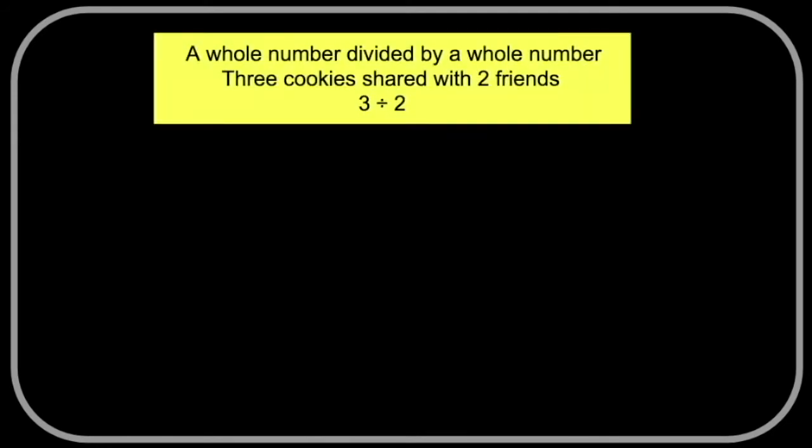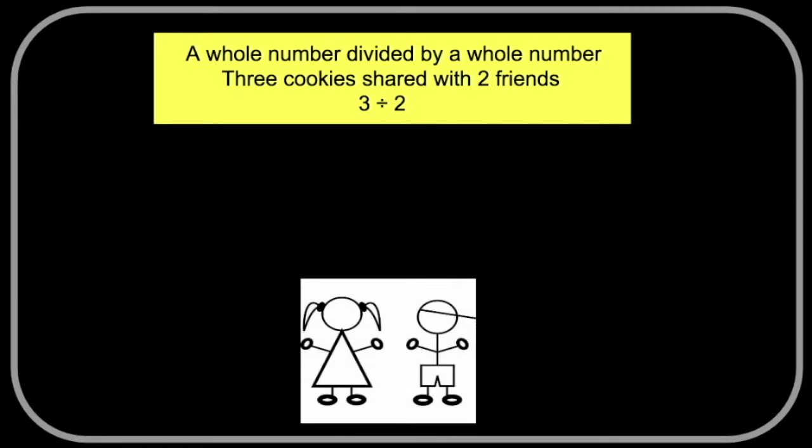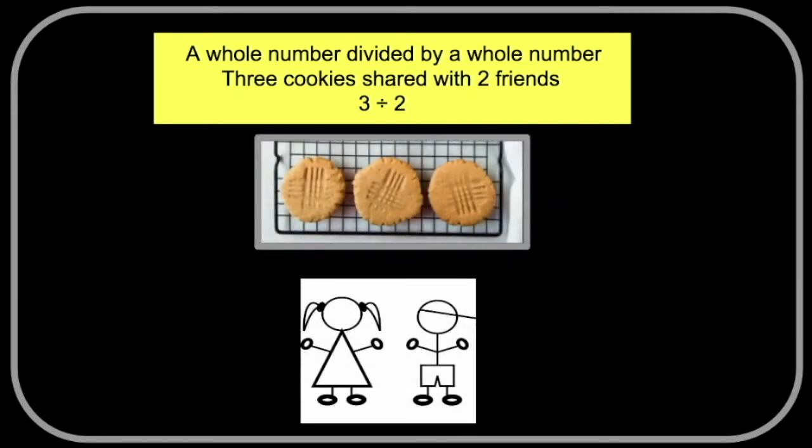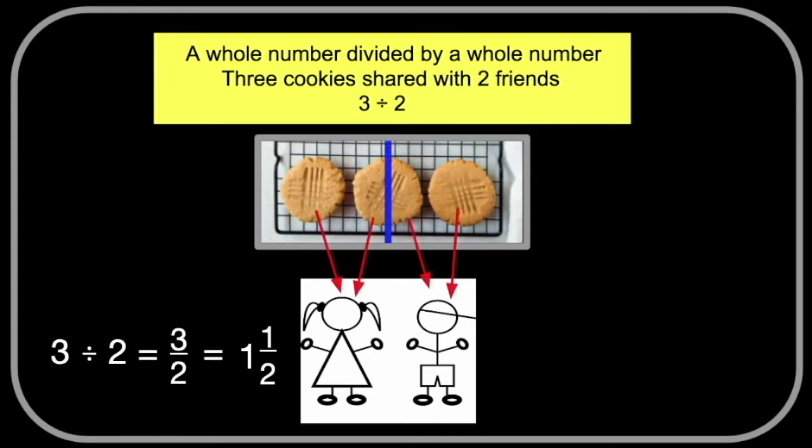The first type of problem is a whole number divided by a whole number. It is imperative that students are given a context when working with these types of division problems. Most students can make sense of 2 friends sharing 3 cookies and realize that each friend will receive 1 whole cookie and 1/2 of the 3rd cookie. Therefore, 3 divided by 2 is 3/2, or 1 1/2. Students should also be able to recognize the relationship of 3 times 1/2 is the same as 3/2, or 1 1/2.